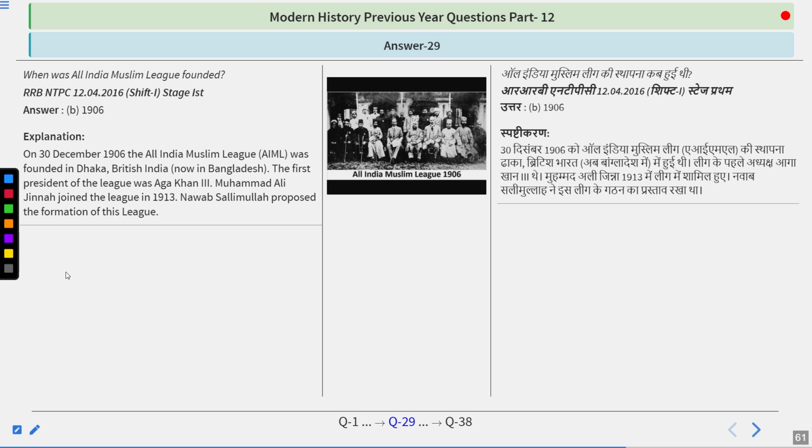And later on in 1909, they also got a separate electorate from the British under the Morley-Minto reforms. In 1916, in the Lucknow session, under the presidency of Ambika Charan Majumdar of the Congress, the Muslim League and Indian National Congress came together on one platform.